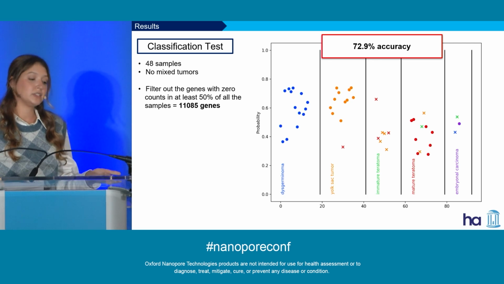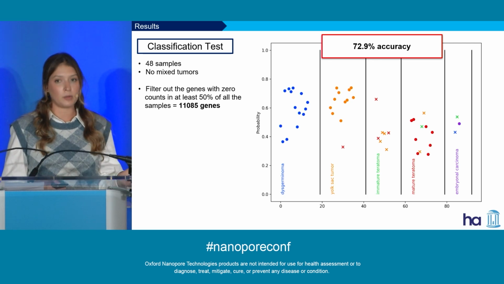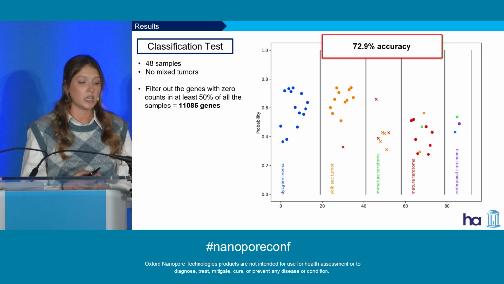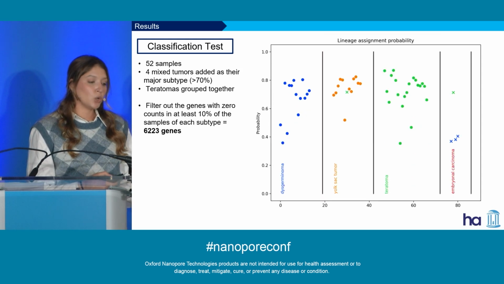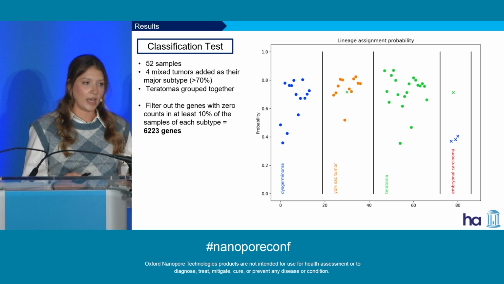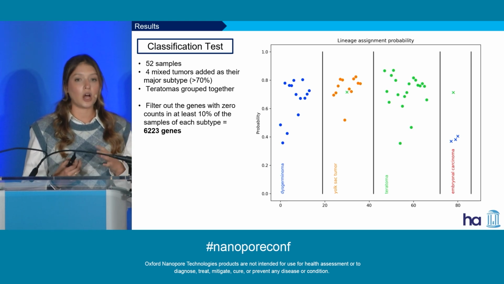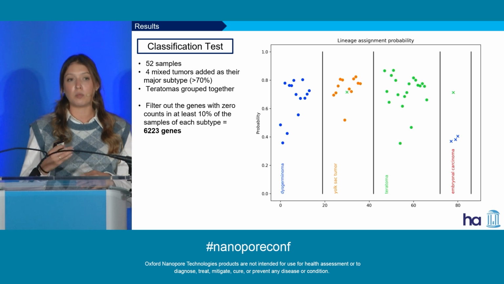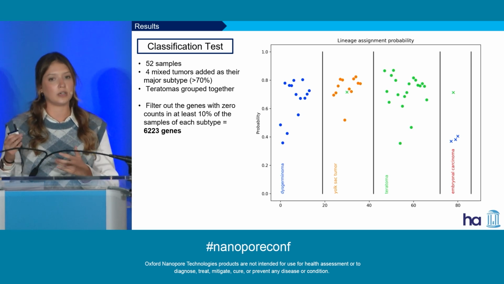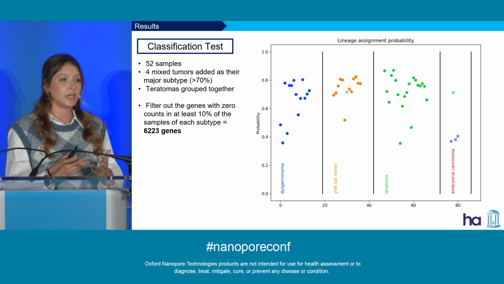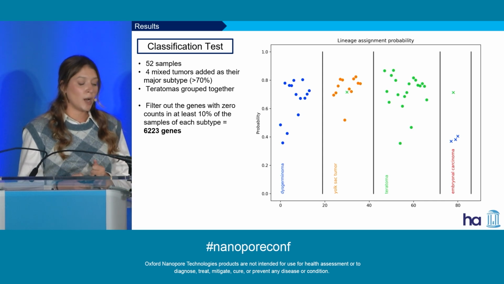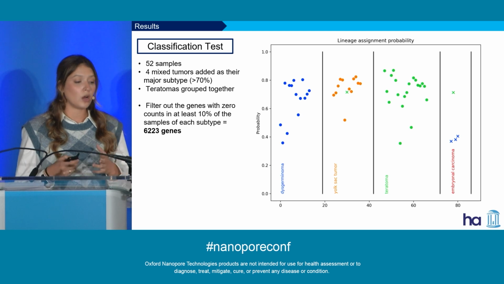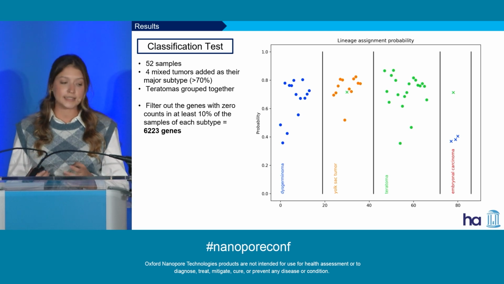We see here also that the prediction probabilities are consistently below 0.8, so there's a lot of room for refinement. So in order to improve that, we did a few things. First thing we did was we got 4 of our mixed samples that had more than 70% of one specific subtype, and we considered them as that major subtype to increase our number. We also grouped the teratomas into one single class.